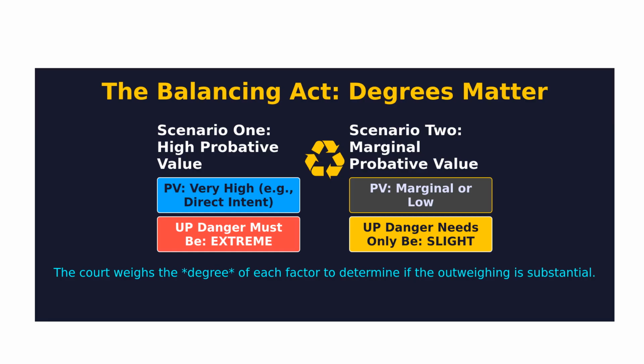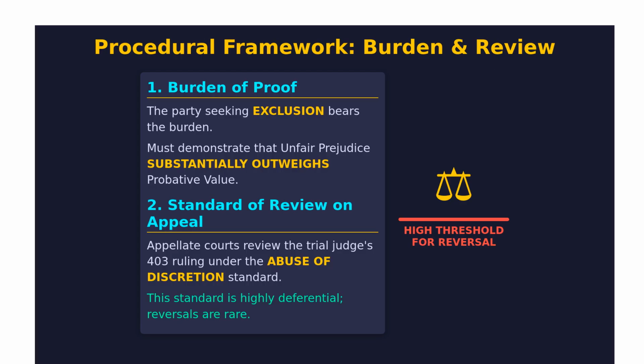Understanding this sliding scale, how much probative value you need to overcome a given level of unfair prejudice, is essential for mastering this rule. We have established how the court balances the factors, but we must also understand the procedural framework surrounding this decision. First, consider the burden of proof.